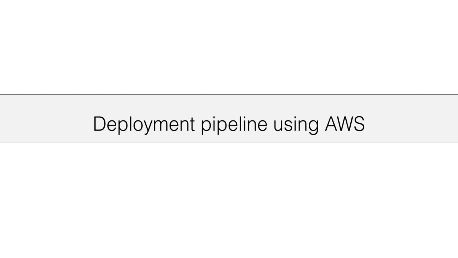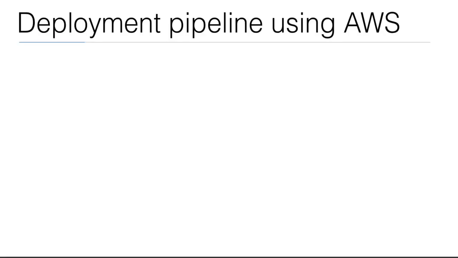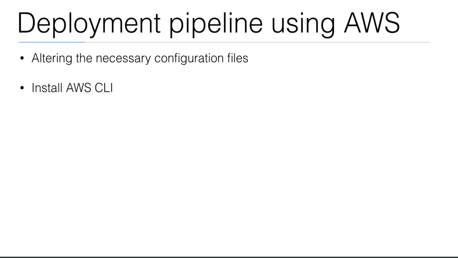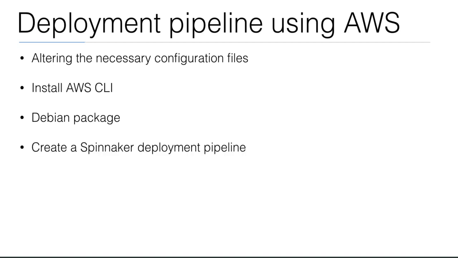Deployment pipeline using Spinnaker. In this lecture, we'll be altering the necessary configuration files, installing the AWS CLI, and deploying a Debian package. We will create a pipeline to deploy this Debian package using Spinnaker and AWS. This Debian package contains the demo application, which can be found under the InfraIT's GitHub page.